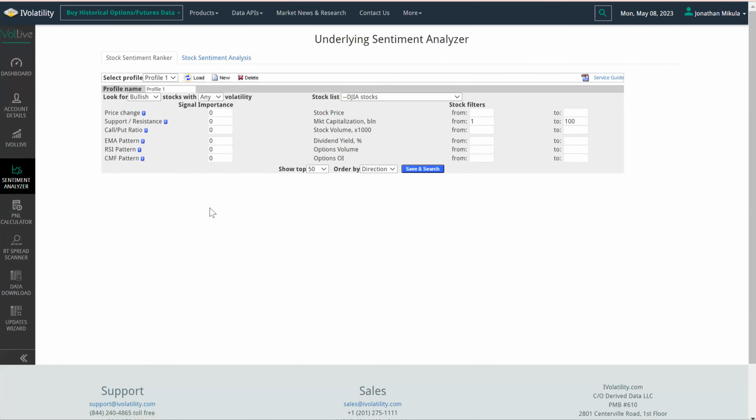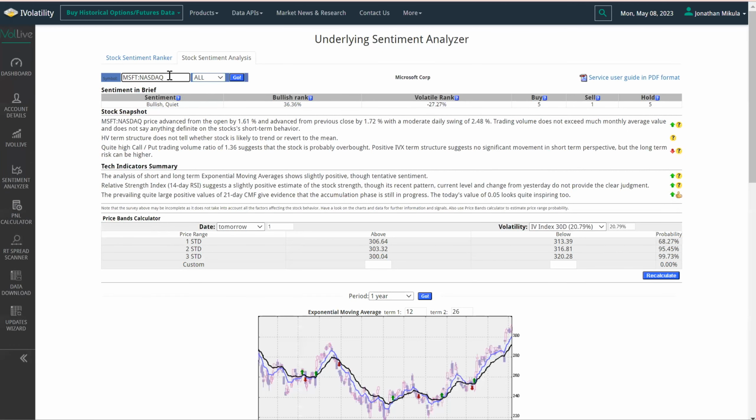This is pulling from all kinds of data points to give us an indication, a quick summary of what's going on with the underlying stock sentiment. This is another really good place to run screens and get name ideas. But if you already have a name idea, you click on stock sentiment analysis. You can see I was looking at Microsoft, which is bullish, quiet. It's kind of extended for me right now, so it's not really a great trade example at the present moment.